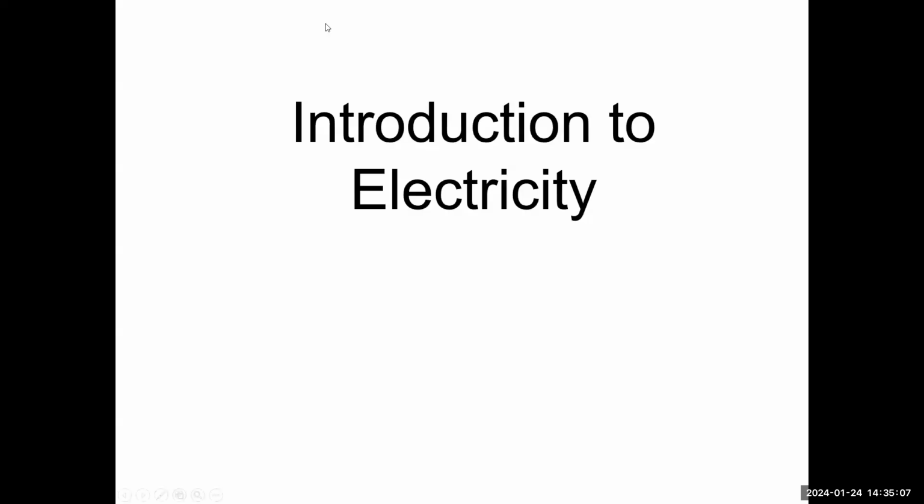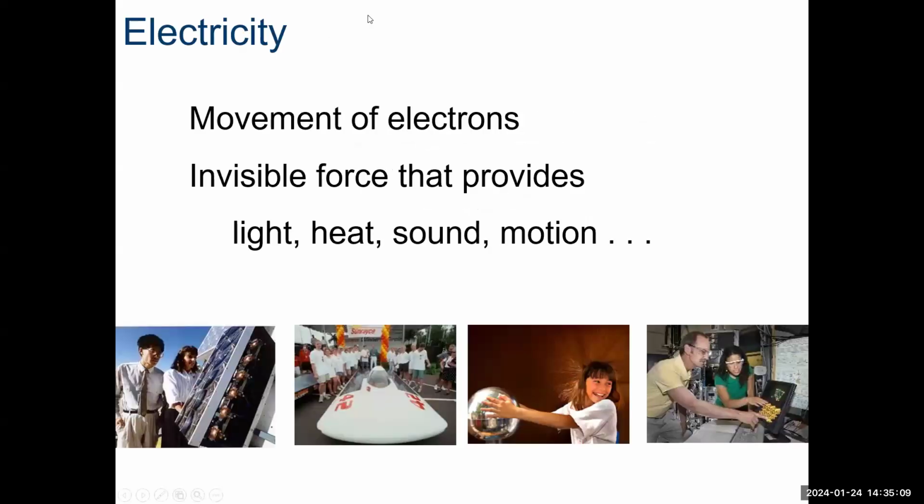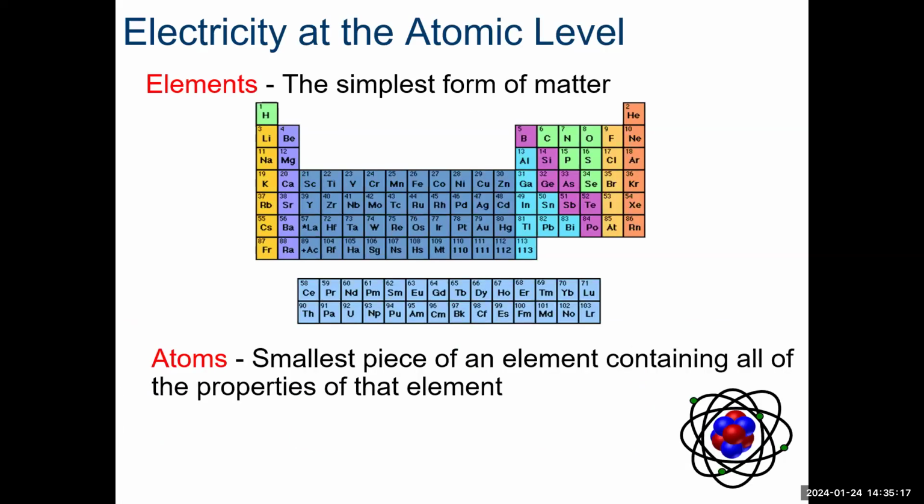All right, let's look at this. So this is an invisible force that provides light, heat, sound, motion, and more, right? At the atomic level, we have elements. That's the simplest form of matter, and we have atoms, the smallest piece of an element. So these are all elements, and then we have our atoms, right? And so let's learn about those.